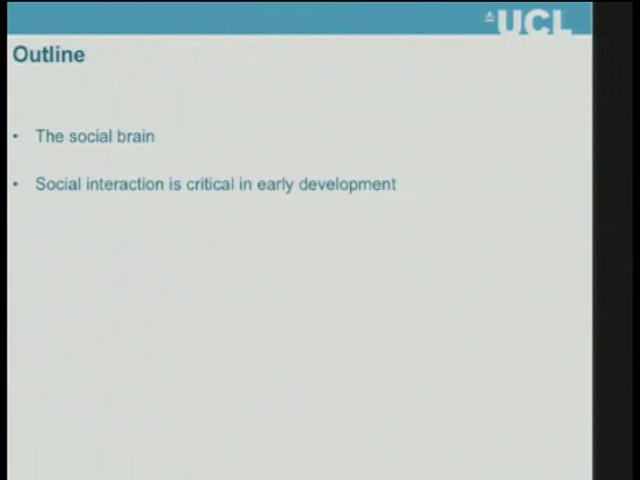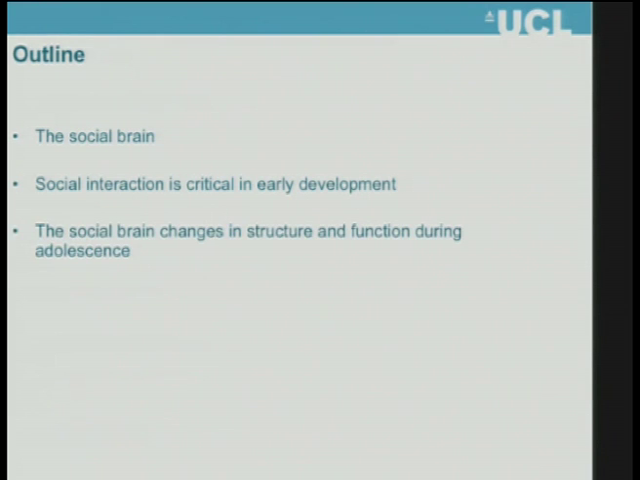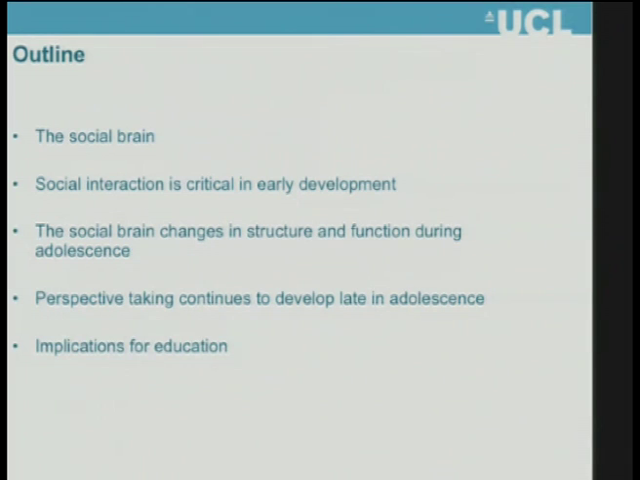So firstly, I'm going to talk a bit about what I mean by the social brain, and I'm then going to talk about how social interaction appears to be critical in early development. I will talk about some recent research on how the social brain changes both in structure and function during the period of adolescence in humans. I will talk finally about how perspective taking continues to develop late in adolescence. And to wrap up, I will try to draw out some implications of this research for education.